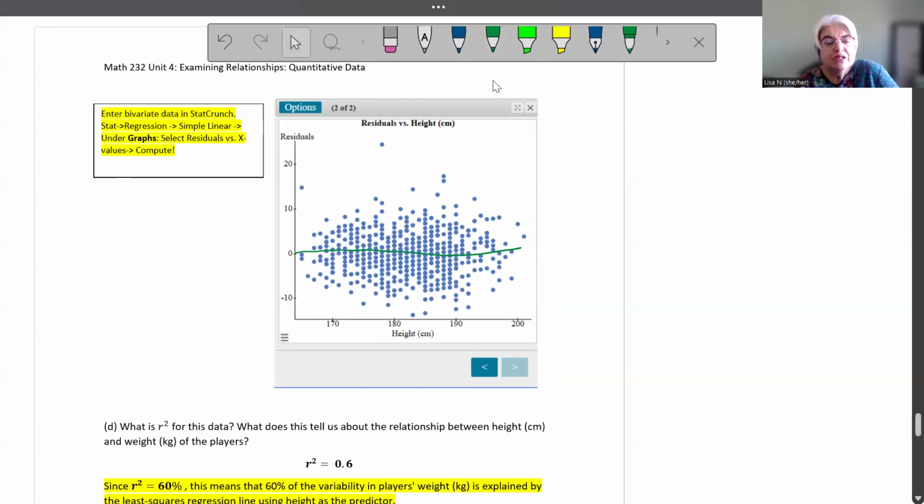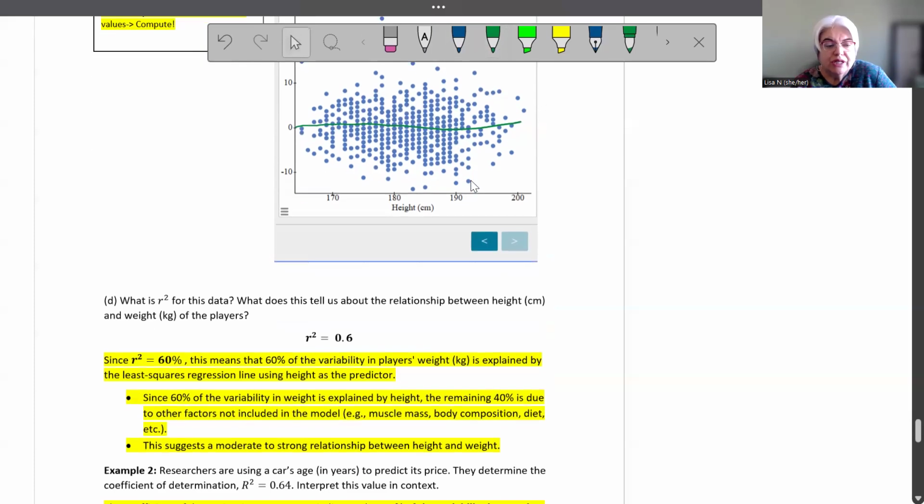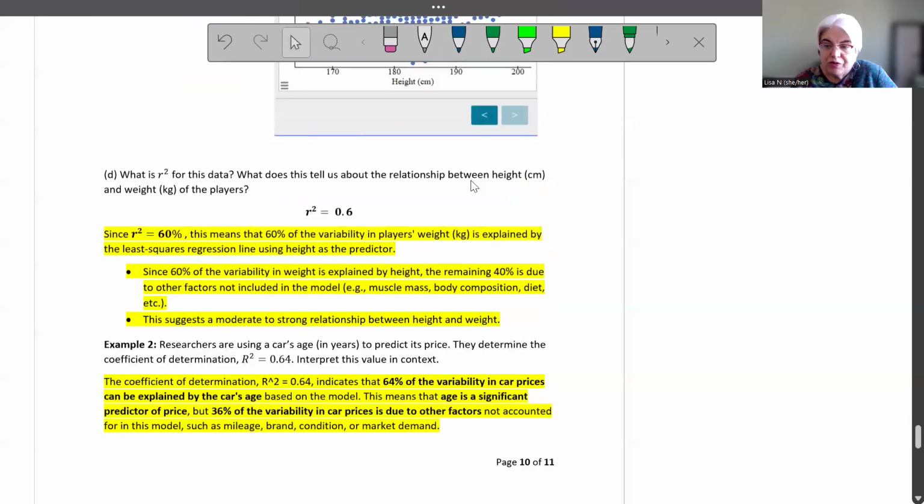So if we look at R squared, from the very top, it said R squared is 60. That means 60% of the variability in the player's weight is explained by the least squares regression line using height as the predictor. So to the second bullet, this suggests a moderate to strong relationship. The higher that R squared is, the stronger the relation is. That means that there are some other factors at play.